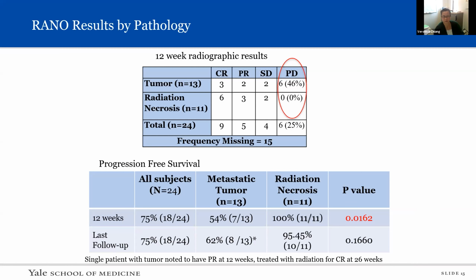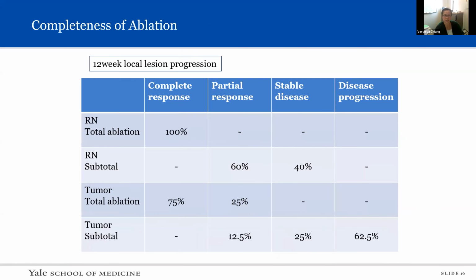This may be an index of how completely we ablate the lesion. Because when we broke the data down, what you can see is that there is certainly a difference between the two pathologies. So even with incomplete or subtotal LITT, you can see response with radiation necrosis, but certainly with tumor, if you do not completely ablate the lesion, then there is a high rate of local failure.